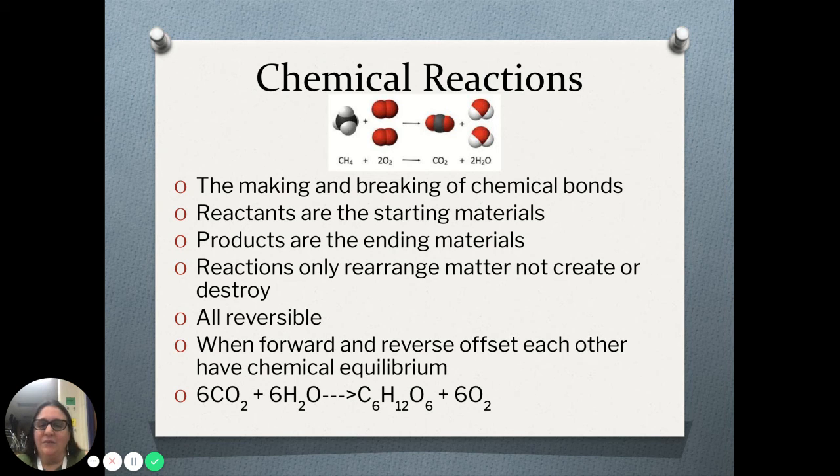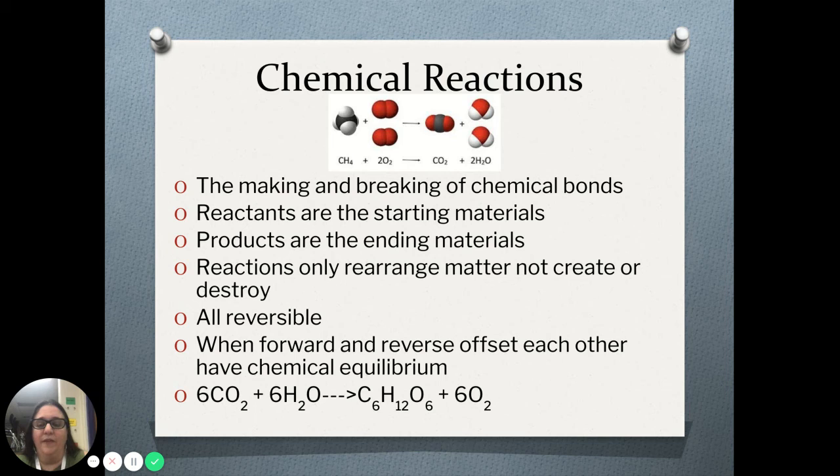Chemical reactions will happen when we make or break those chemical bonds. Whenever we have things that are the starting materials, we call those the reactants. That's what's going in to our reaction, are the reactants. And then what comes out are the products. And the products are kind of easy to remember because that's the ending material. And you think about a factory, it produces things. It's what comes out at the end.